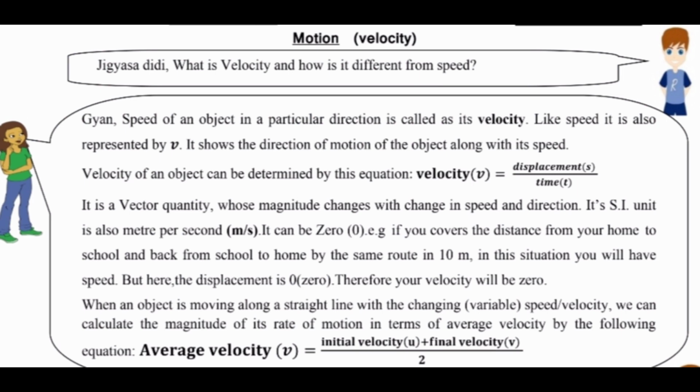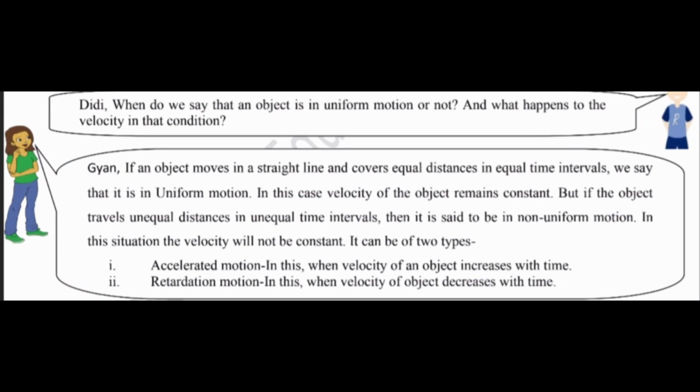When an object is moving along a straight line with a changing variable speed velocity, we can calculate the magnitude of its rate of motion in terms of average velocity by the following. यानी वेलोसिटी अगर बार बार चेंज हो रही है तो आप एवरेज वेलोसिटी निकाल सकते हैं. इनिशियल वेलोसिटी u प्लस फाइनल वेलोसिटी v अपॉन 2 करके. This is the formula. Didi, when do we say that an object is in uniform motion or not, and what happens to the velocity in that condition?